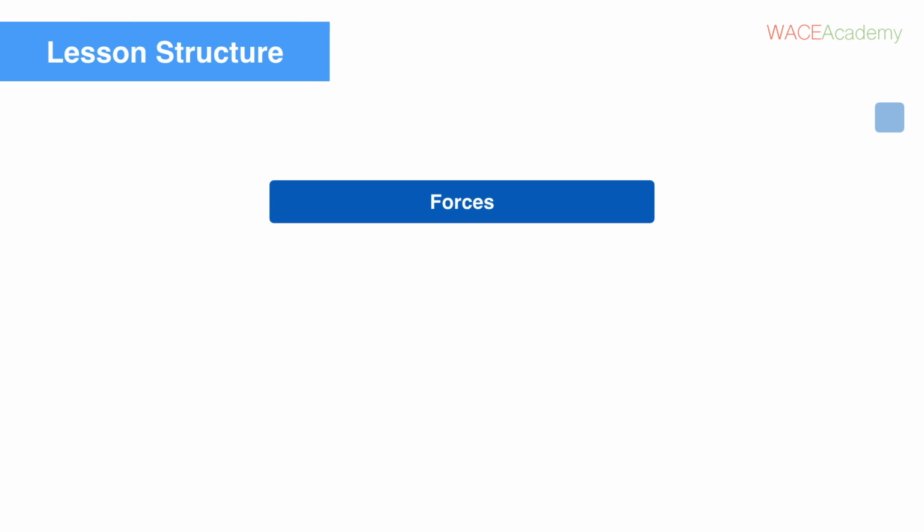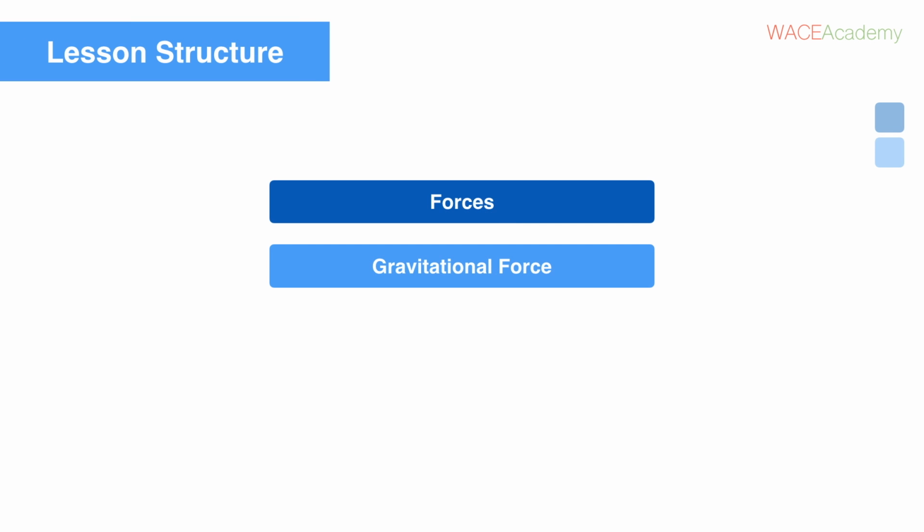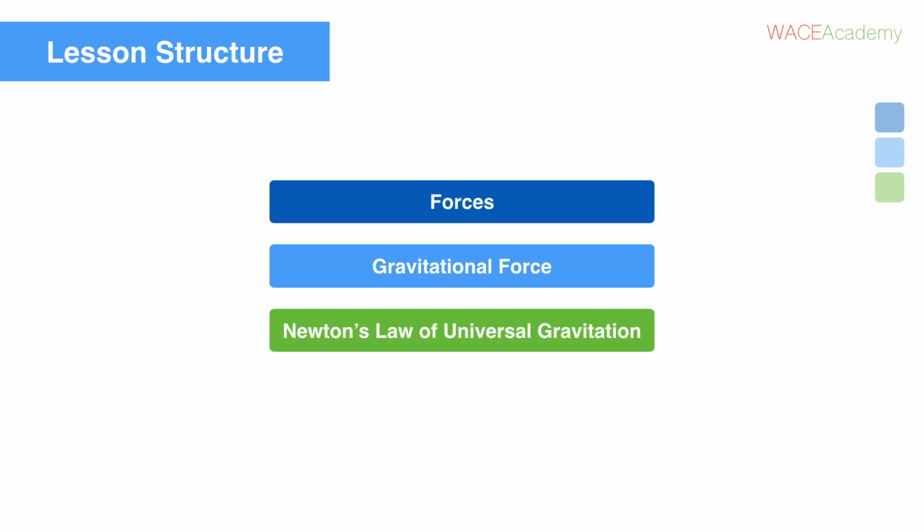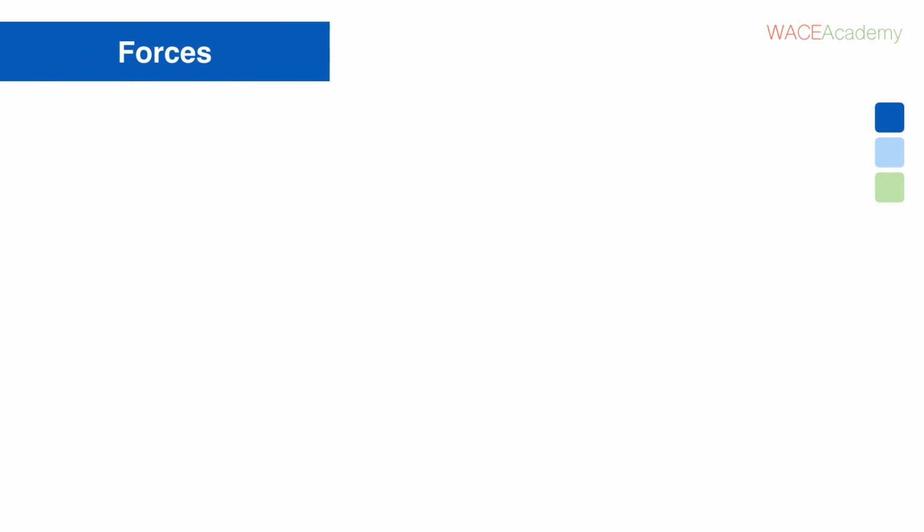So to begin this lesson, we'll have a quick refresher on forces. Then we'll move on to gravity itself and begin to look at it as a force instead of just some ambiguous thing that keeps us on the ground. Thirdly, we'll finish with Newton's law of universal gravitation and its accompanying equation. Don't stress because of the equation, by the end of the lesson you'll have a much stronger grasp of it. Right, let's get to it.